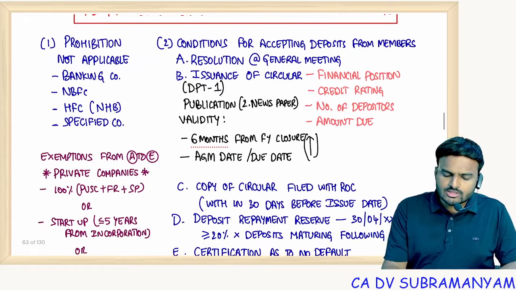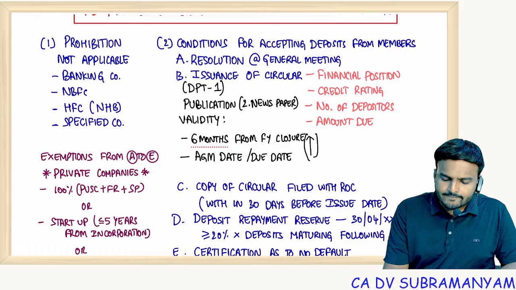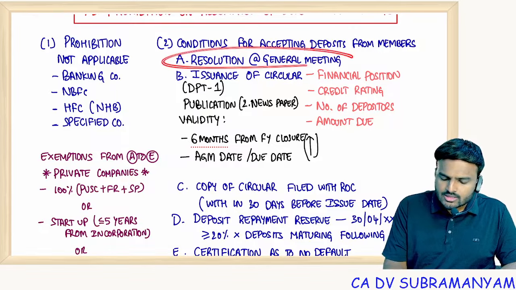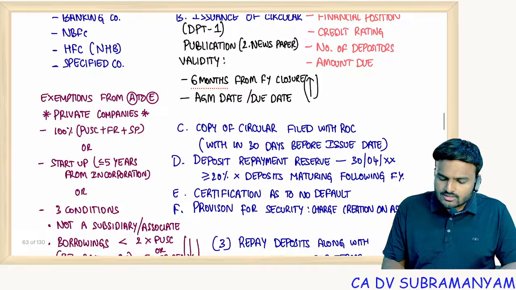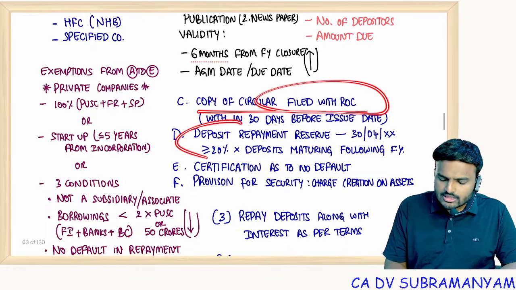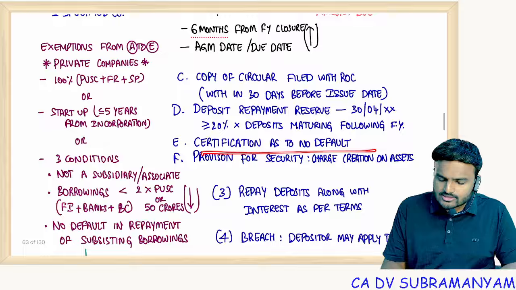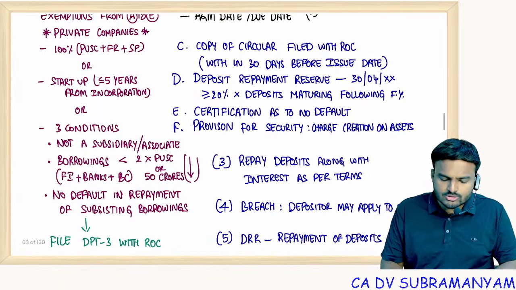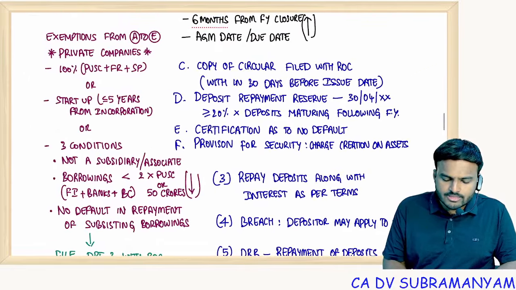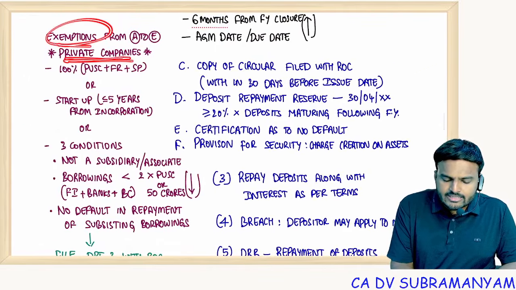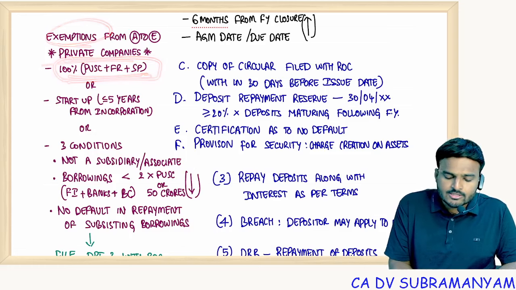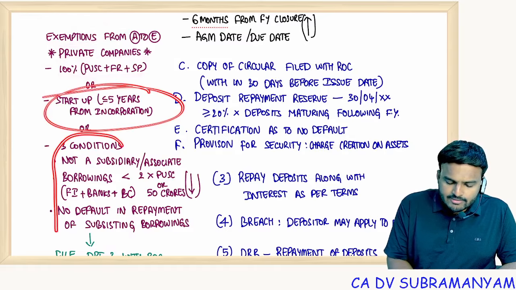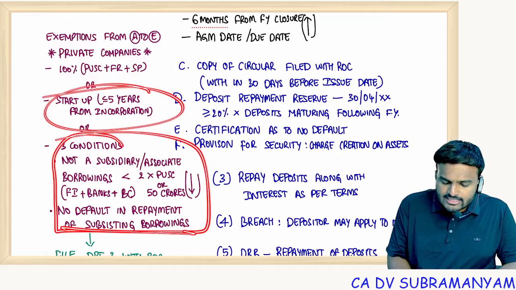And you know, conditions for acceptance of deposits, just one minute point I want to show here: ordinary resolution at meeting, issuance of circular, copy of circular to be filed with ROC, deposit repayment reserve, certificate as to no default, provision for security. Of course, these conditions are not applicable to a few companies. Which are the companies? Private companies accepting deposits up to 100% of paid up share capital plus free reserves plus securities premium, startup companies, and a private company which satisfies 3 conditions.